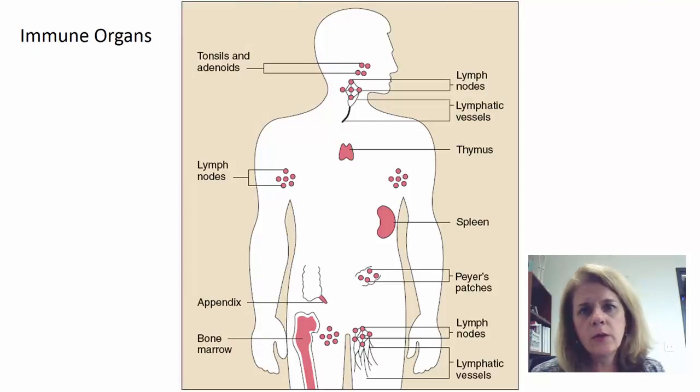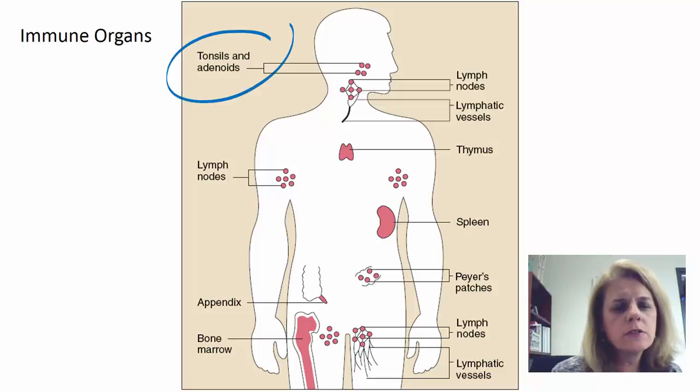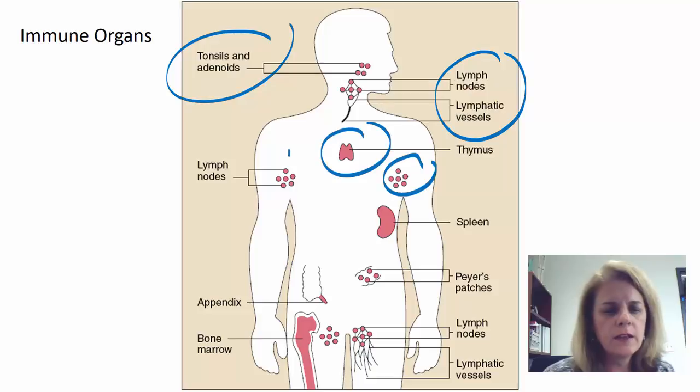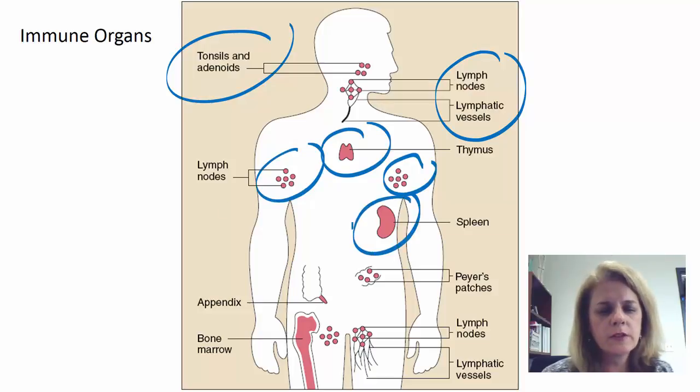The other thing you need to know are your immune organs. We've talked about the immune organs, so I just want to make sure you know how to find them and what they actually look like in the body. We're going to point out the tonsils. You've already done the lymph nodes and the lymph vessels. We're going to show you the thymus. I'm also going to show you the spleen.